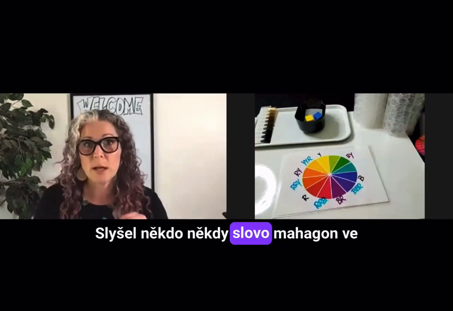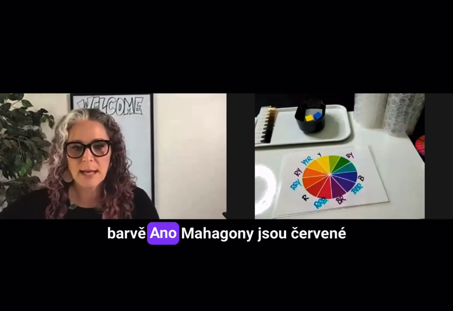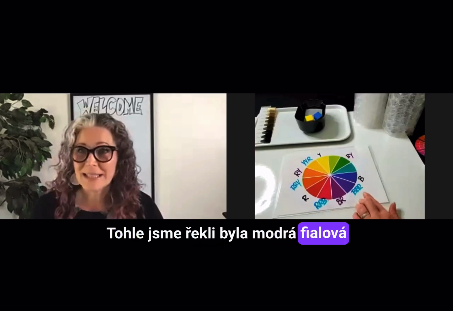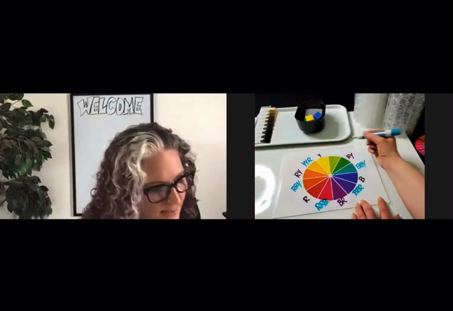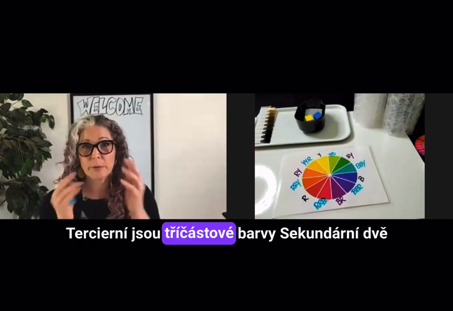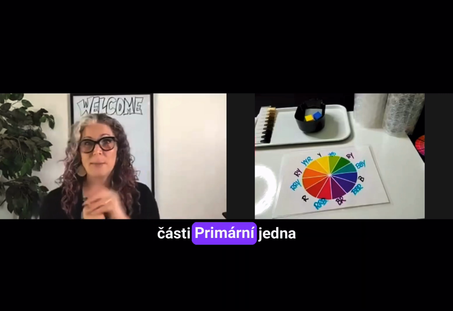Has anyone heard of the word mahogany before in your color? Yes, mahoganies are red violets. They're a browner version of a red violet. This one we said was a blue violet. And then the next one here is a blue green. And then, just for time's sake, this one is a YYB. YYB is yellow green. Okay, can everybody see that okay? So now we've labeled everybody. Tertiaries are 3-part color, secondaries 2 parts, primaries 1.